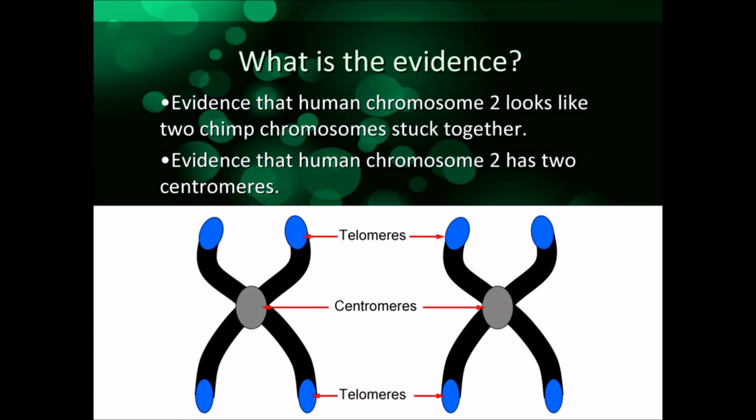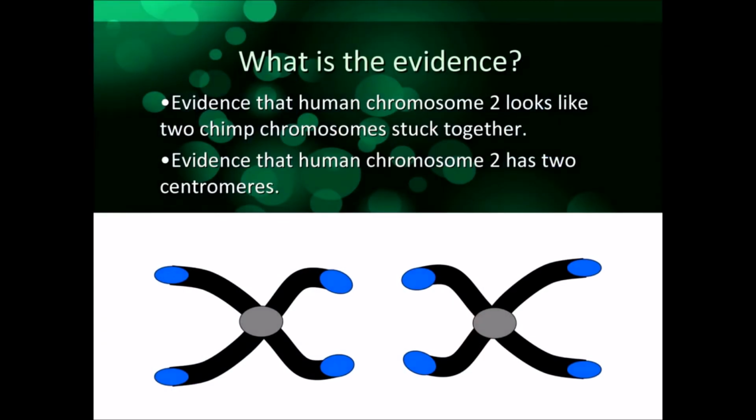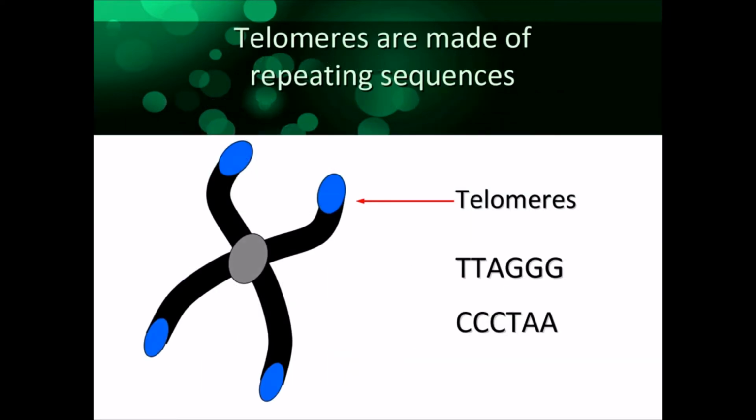So if these two ape chromosomes fused together, we should see fusion sites where they came together, and there should be evidence that it has 2 centromeres. Pretty straightforward so far. So they're coming together here. You've got your fusion site. These repeating telomere sites are what we should see.